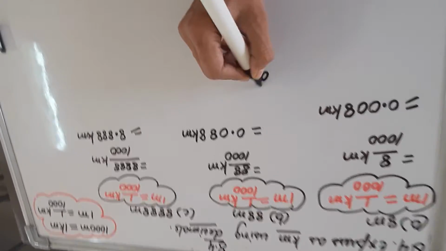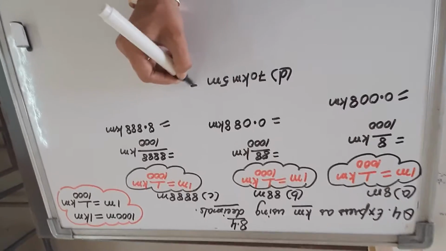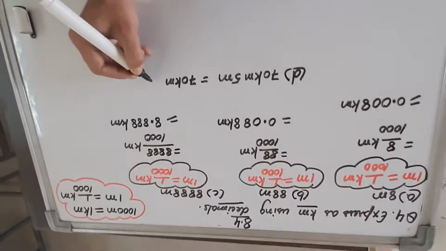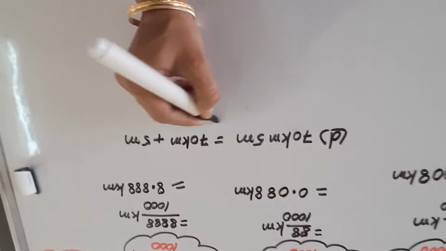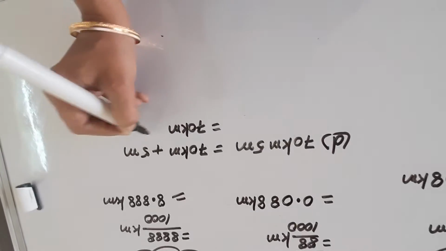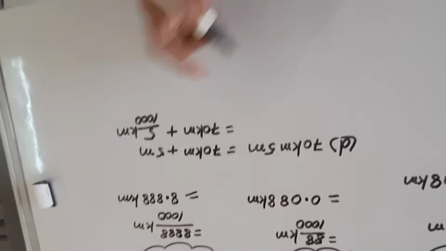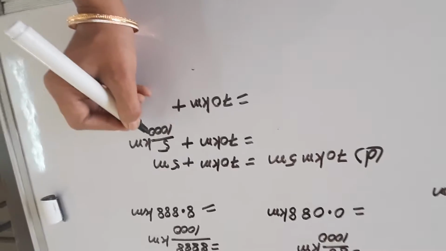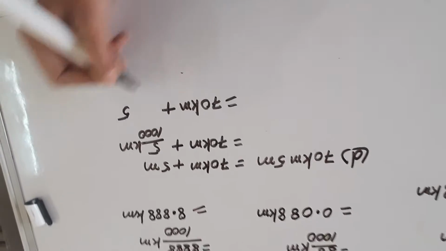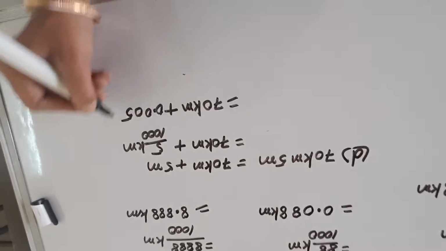Now D part. D part, 70 kilometer, 5 meters. So again we will first write it as 70 kilometer plus 5 meter. And then we will convert. This is already in kilometers. Don't change it. And let us divide the meters by 1000 to convert into kilometers. So 70 kilometer plus, for 1000 leave 3 digits. One digit is 5, no other, take zeros, 1 digit, 2 digit, 3 digit, then kilometers.